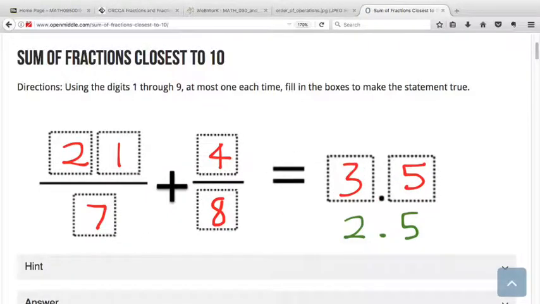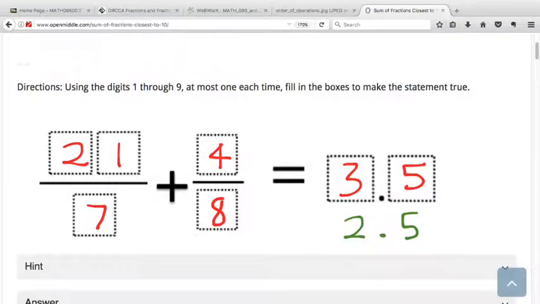Seems like good shape. Let's do this again as a fraction addition problem. Just again, flex those fraction addition muscles. 21 over 7 plus 4 over 8. So what's going to be a denominator that we can use that's common for both of these fractions?